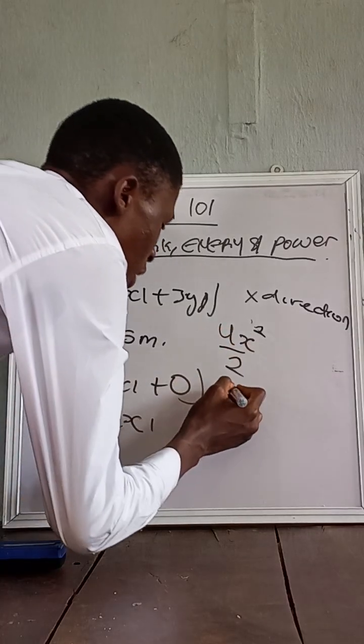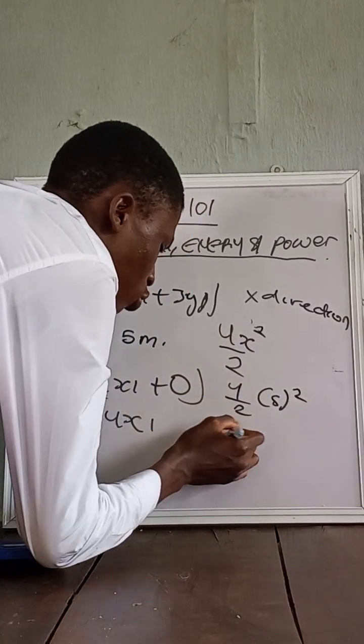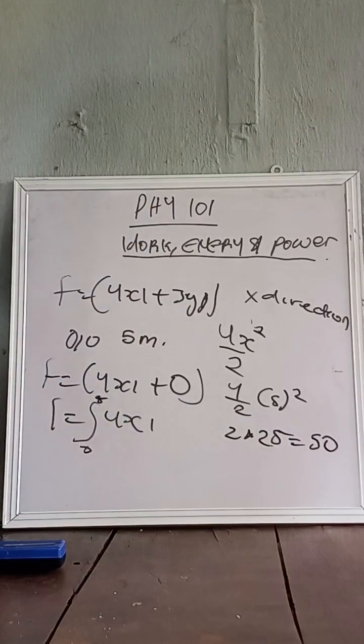If I put 4 over 2 into bracket 5 raised to power 2, then this one equals 2 times 25. Then I'm going to get 50 joules. I've already done this one for the final.